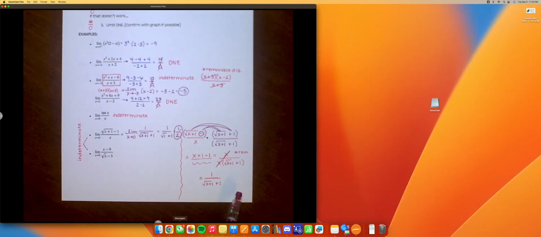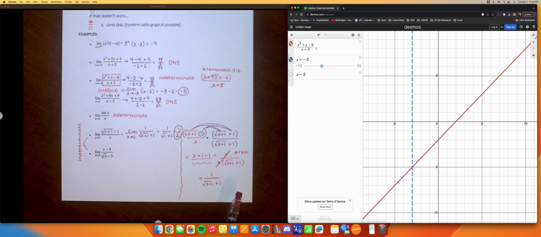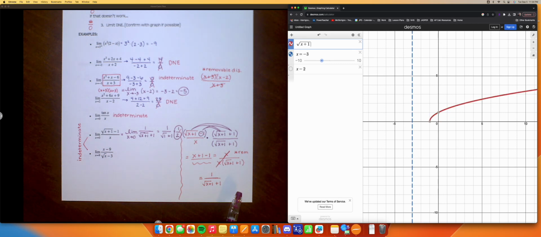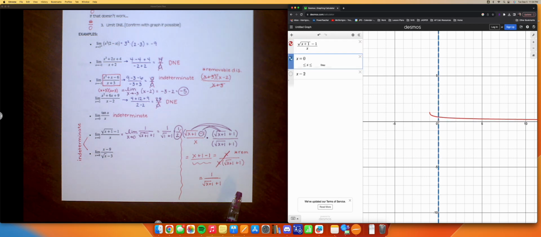Let's verify. I don't want you to just believe me. So my original expression was square root of x plus 1 minus 1, all divided by x. By the way, Desmos is a fantastic tool for doing stuff like this. I know you won't have access to it for your AP test, but while you're learning, it's a really nice tool to have. And this time we are just approaching x equals 0, which is here. We don't really need this x minus 2 anymore. That was from the last problem.